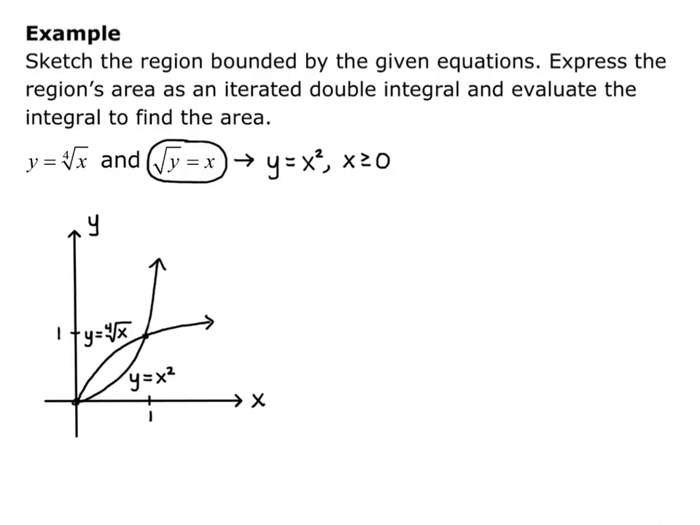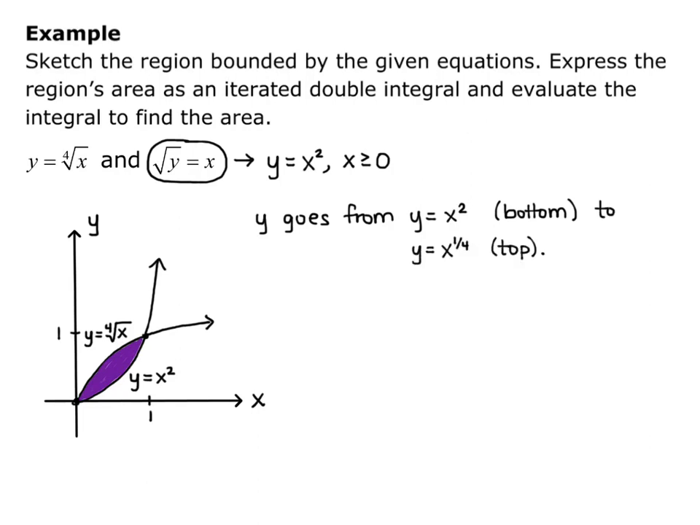Now the region I'm trying to find the area of is the region between those two curves. So I'm going to shade that in on my graph. And now I want to set up a double integral. I know that y goes from y equals x squared on the bottom of the region to y equals x to the 1/4 on the top of the region.